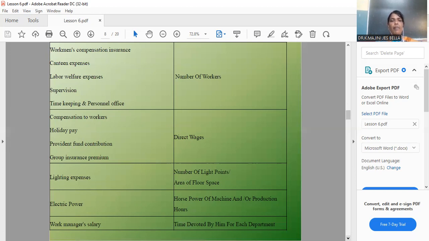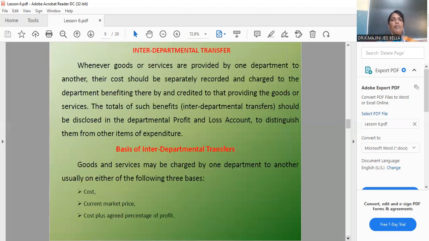Then electric power. The electric power is apportioned based on the horsepower of machines and or production hours. Based on that, they are apportioning. Then the works manager's salary. The works manager's salary is apportioned based on the time devoted by him for each department.